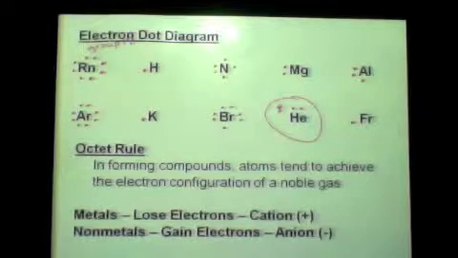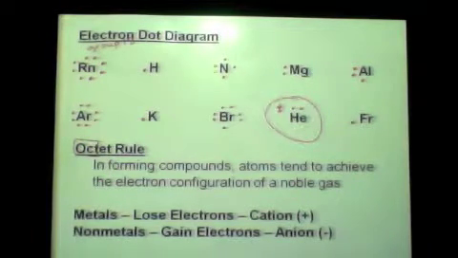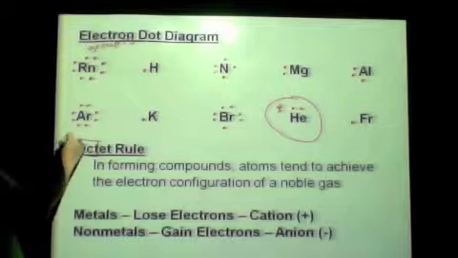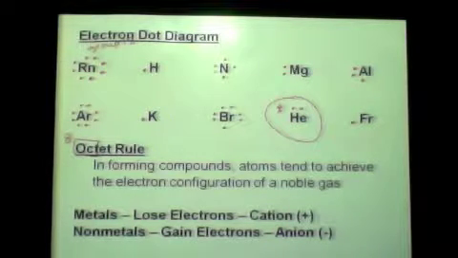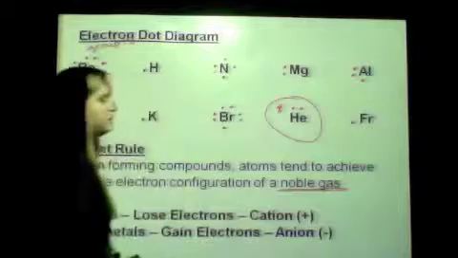Now, the octet rule. Octet. The prefix oct means 8. So this rule has something to do with the number 8. In forming compounds, atoms tend to achieve the electron configuration of a noble gas.